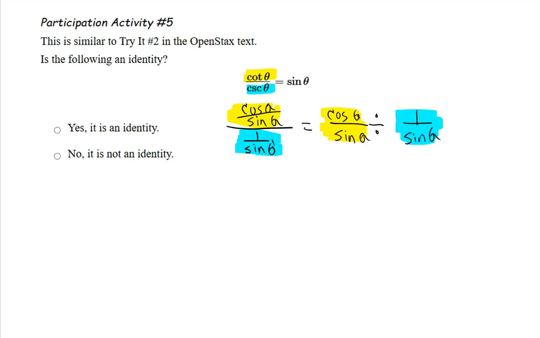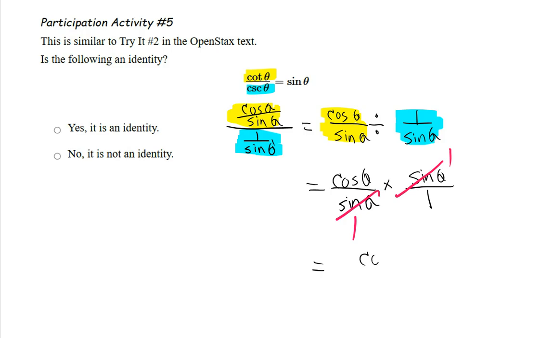And dividing is the same thing as multiplying by the reciprocal, which would be sine of theta over 1. And then this is still cosine of theta over sine of theta. And the sine of thetas cross cancel to be 1s. And so really what I'm left with here is cosine of theta times 1 is cosine of theta over 1 times 1, which is 1.